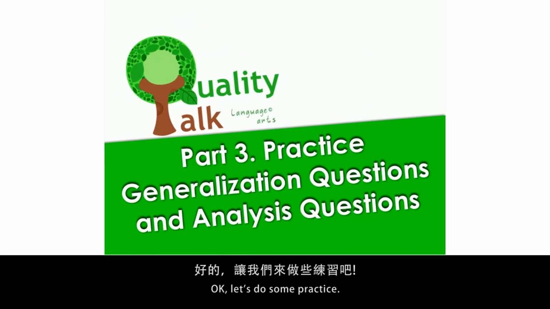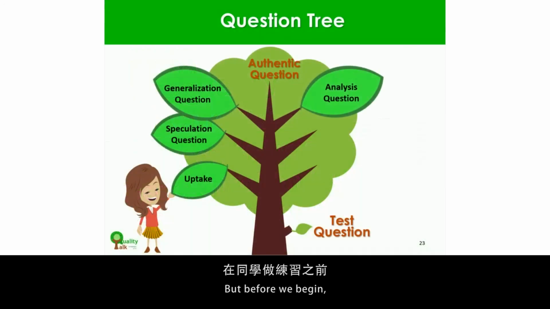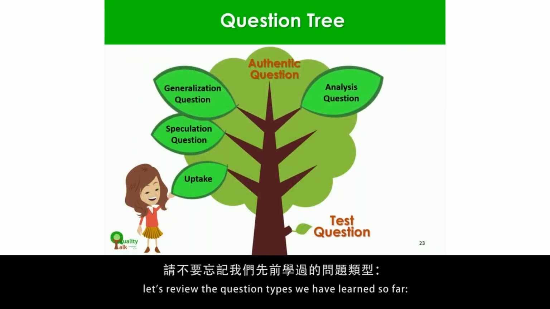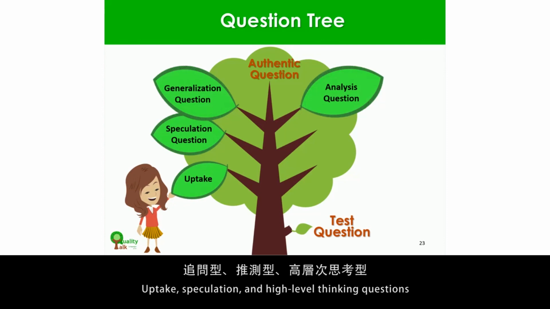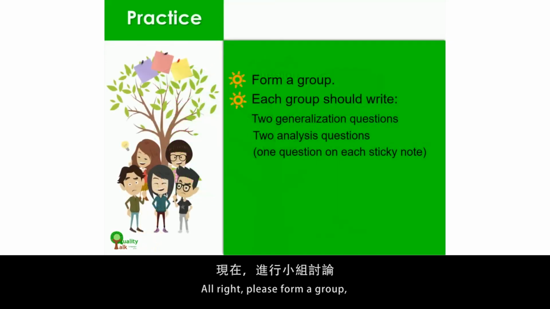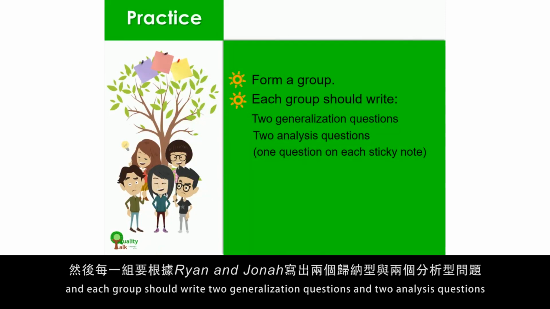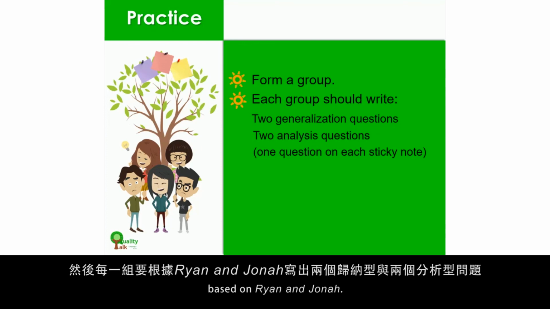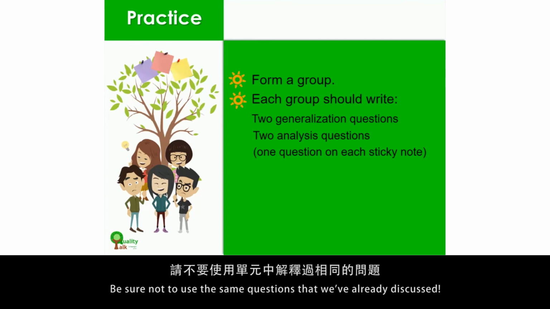Okay, let's do some practice. But before we begin, let's review the question types we've learned so far. Uptake, speculation, and high-level thinking questions are all different kinds of authentic questions. All right, please form a group, and each group should write 2 generalization questions and 2 analysis questions based on Ryan and Jonah. Be sure not to use the same questions that we've already discussed.